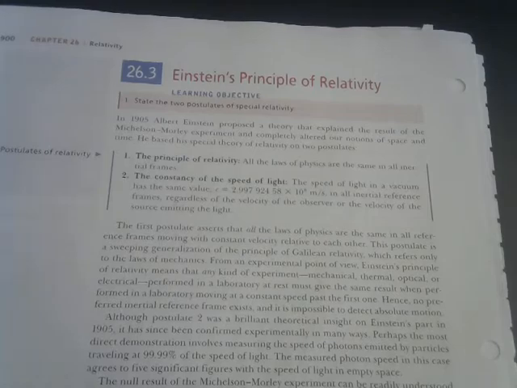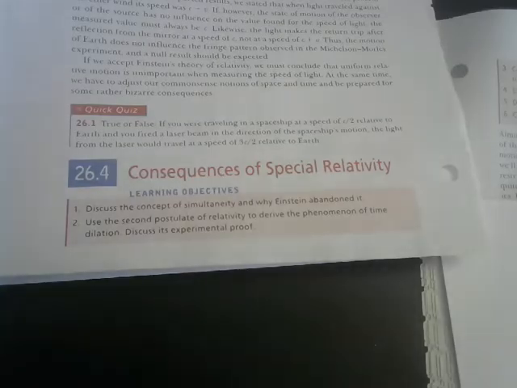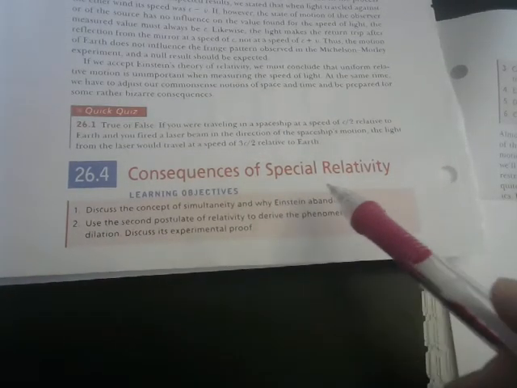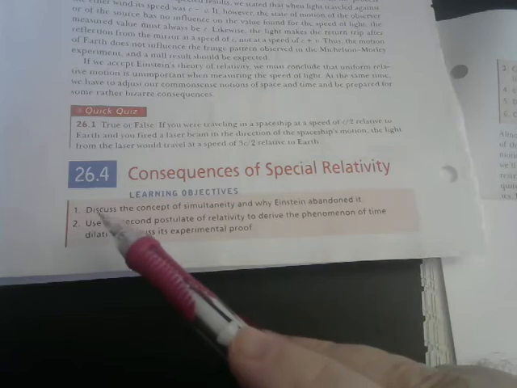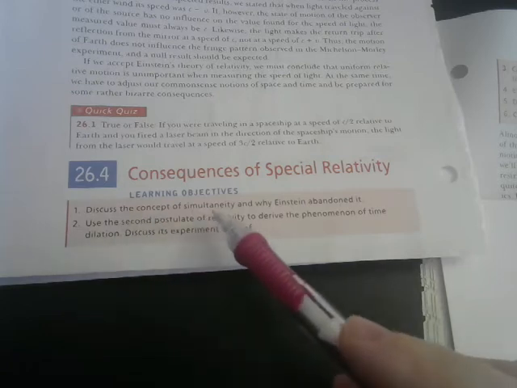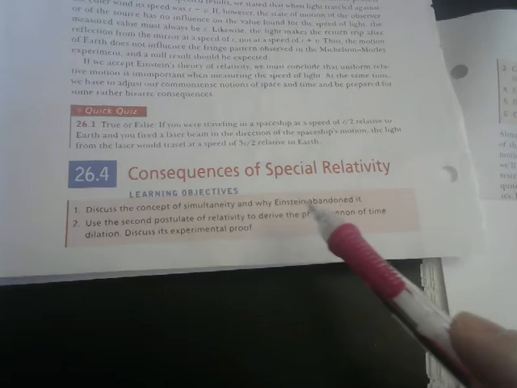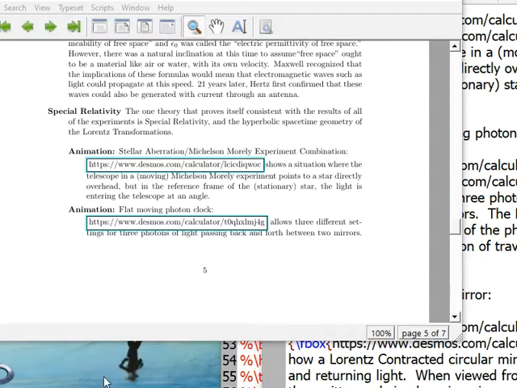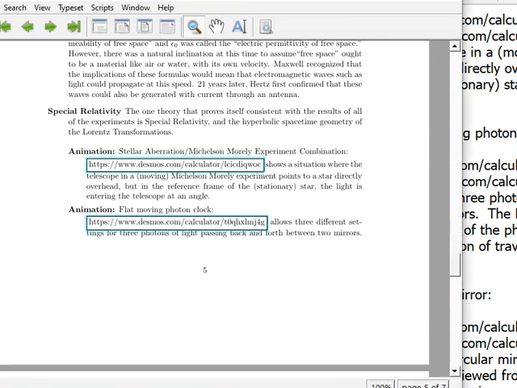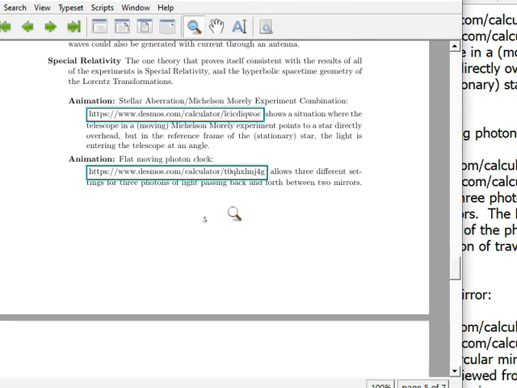source emitting the light. Now, the consequences of special relativity, and I think they get this in the right order, the very first thing they start talking about is the concept of simultaneity and why Einstein had to abandon it. And what I'm going to do right now is show you a couple of demonstrations that try to show why you have to abandon the idea of simultaneity.